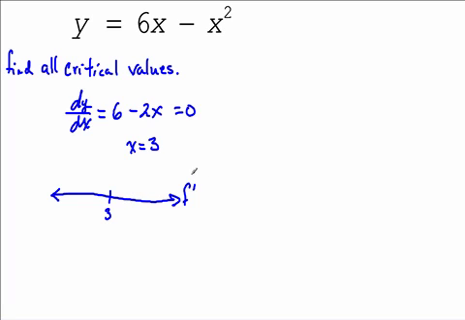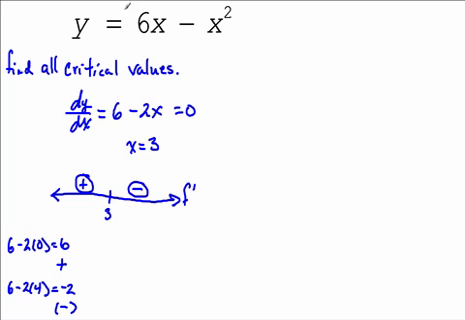Since it's the first derivative, we're going to test values in the derivative. I'm going to pick a number less than 3, like 0. If I plug 0 in, 6 minus 2 times 0 is 6, which is positive. So I'm going to put a positive sign in this region. Then I pick a number from up in here, say 4. 6 minus 2 times 4 is 6 minus 8, which is negative 2, so the sign here is negative.